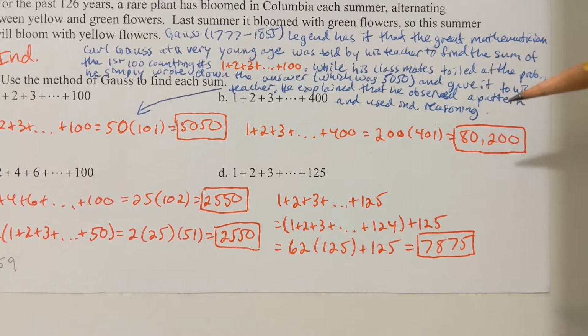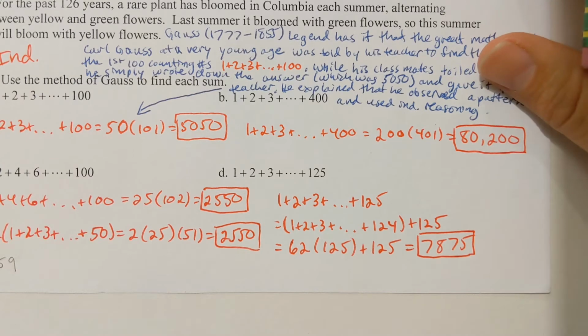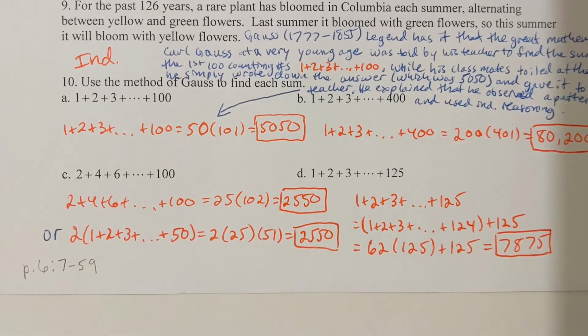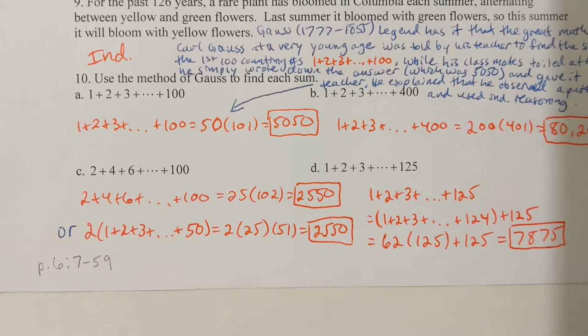Okay? So, Gauss was a famous mathematician, like I said, and your book calls this the method of Gauss, but it's all about a pattern that you see rather than just doing the sum directly. Okay, because sadly I'll have students type in 1 plus 2 plus 3 plus 4 plus all up to 400, and that takes way too long. So the idea is that you can get this in just a few seconds and be done with the problem.